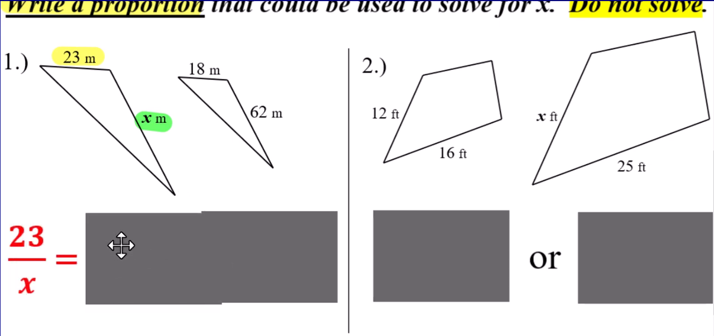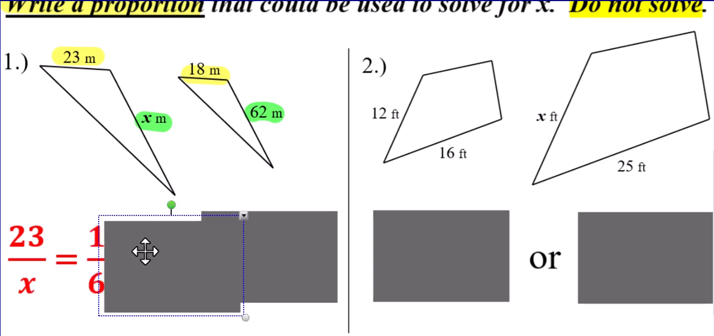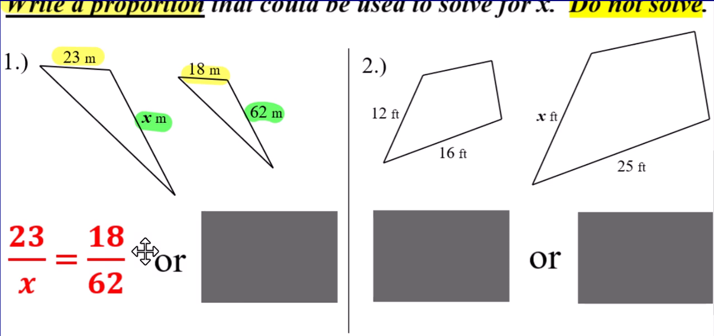And then I'm going to set it equal to a fraction set up the exact same way, but using the measurements from the other shape. So you can see the 23 corresponds, meaning it's the same type of side as the 18 meters, and the x meters is the same type of side as the 62 meters. So if you set up your first fraction as 23 on top and x on bottom, then our second fraction needs to be 18 on top and 62 on bottom. If you set the second fraction up the opposite way of the first, then it would not be correct, and setting them equal to each other would be totally wrong. So you have to set up both fractions the same way.